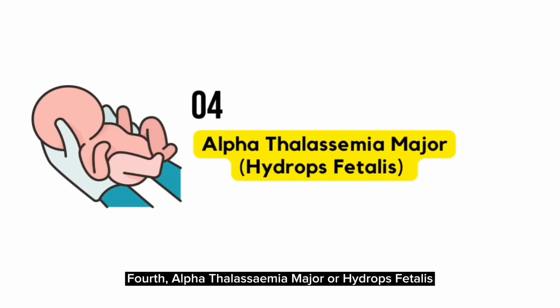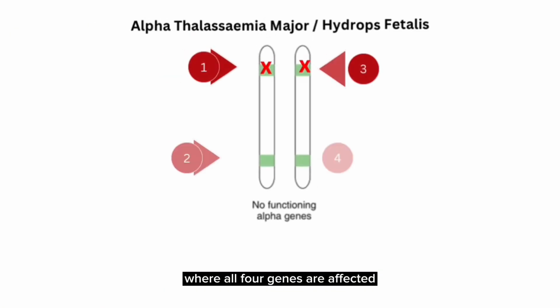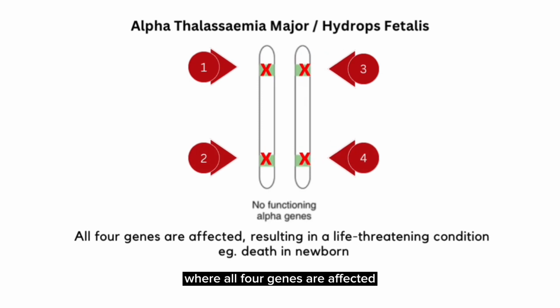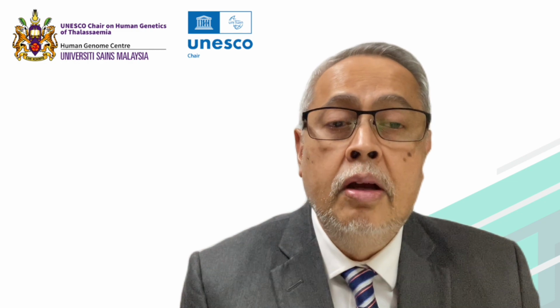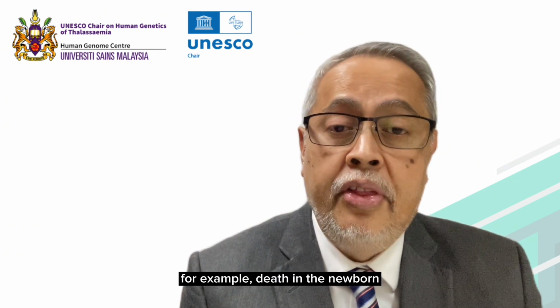Fourth, alpha thalassemia major or hydrops fetalis, where all four genes are affected, resulting in a life-threatening condition, for example, death in the newborn. Beta thalassemia.